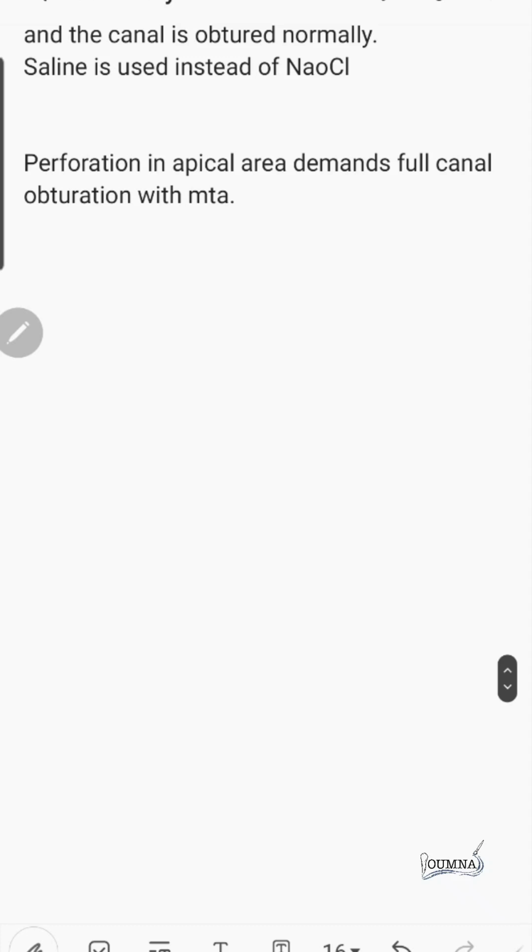Normally, saline is used instead of hypochlorite. Perforation in the apical area demands full canal obturation with MTA.